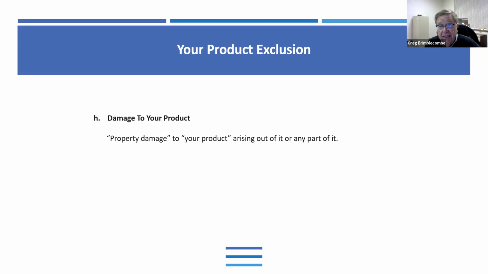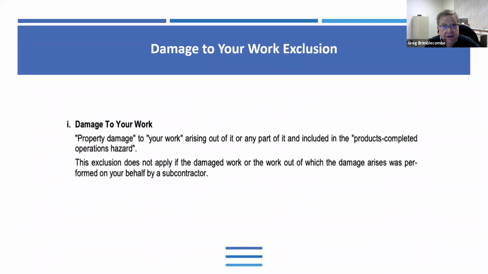The next exclusion that may catch your eye is the damage to your work exclusion. And it's property damage to your work arising out of any part of it included in the products or completed operations hazard. So now the products and completed operations hazard kind of flips around, and it helps you here if you're looking to exclude it. But once you get excited about the fact that, hey, maybe this is a damage to your work exclusion, you read a little further down the exclusion and you'll see that it doesn't apply to damage or the work for which damage arises if it was performed by a subcontractor, which is the analysis in this case.